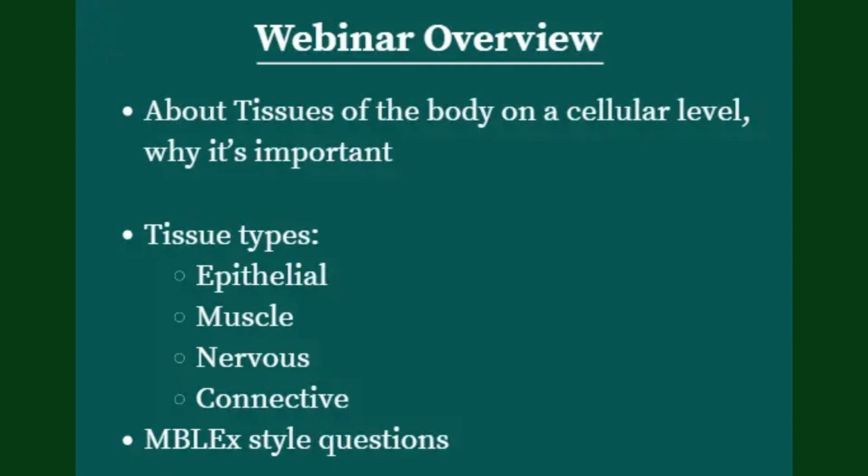And at the very end, we're going to be doing some MBLEx-style questions based on the information in this webinar. So there's a lot to understanding the tissues of the body and how they work together, but all we need to know is what we need to know in order to pass the massage and bodywork licensing exam. I got the information from the Applied Anatomy and Physiology textbook that a lot of massage schools use, and I just go over that.